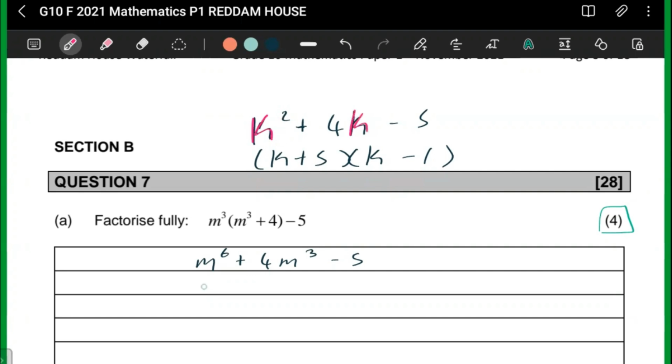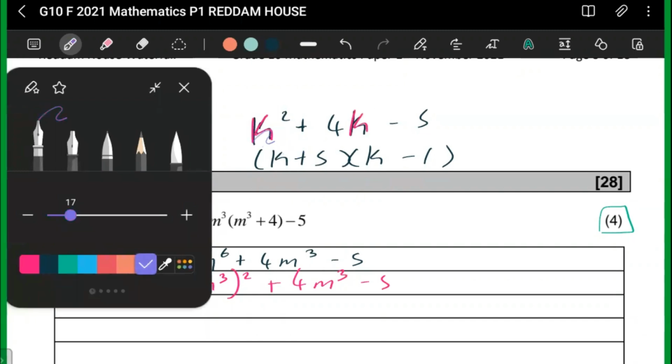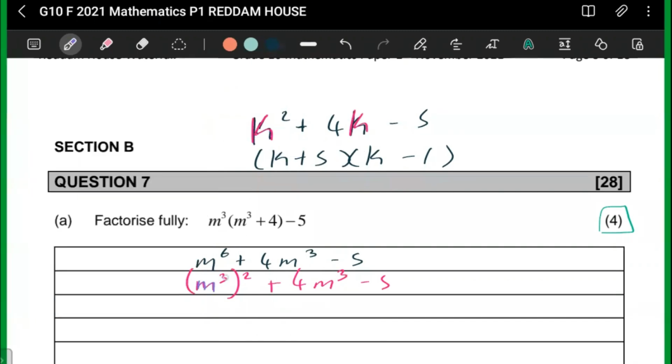What I mean is, the m to the power of 6, you may want to write this as m to the power of 3, right? Squared. And then the 4m to the power of 3, you can just leave it the way it is. Because the m to the power of 3, you want to see it as this k over there, you see? This thing here to the power of 3 is there, and it's also there again. So if you're now going to factorize, you can use the same logic. You can just say, okay, we're going to have 2 brackets that look like this. Factors of 5 that give a 4. It's just 5 and 1.